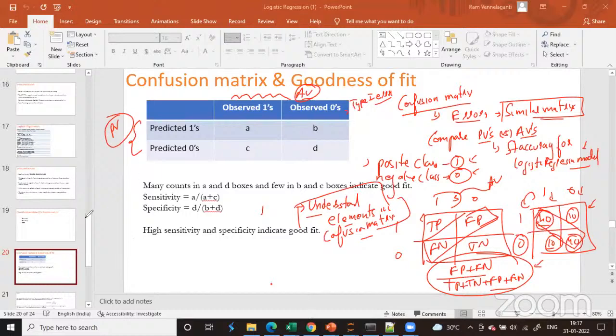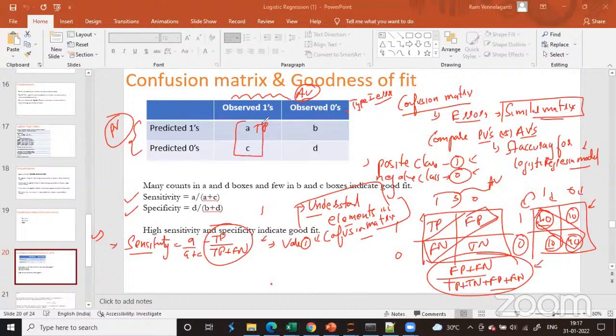Now, we have to understand some terms. What are those terms? Sensitivity. What is the formula for sensitivity? A by A plus C. What is A? TP divided by TP plus FN. This is the formula for sensitivity. What is your sensitivity trying to tell us? How accurate is your model in predicting the value of 1, the value of your positive class? That is what your sensitivity is trying to tell us.